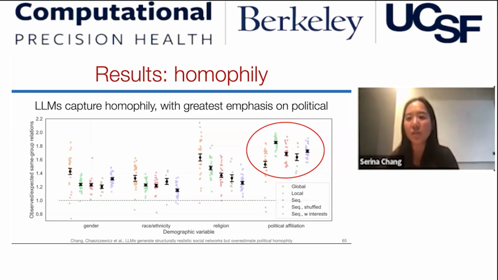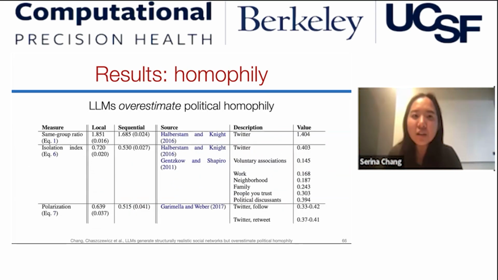So not just demographics, but also interests, but we still see that political homophily is the highest. And it's not only that LLMs pay the most attention to political homophily, they pay so much attention that they actually overestimate political homophily compared to real world measures of homophily. So we compare it to offline networks as well as online networks. Offline would be like family or people you trust. Online, we look at Twitter. And in all of these cases, no matter how you're measuring homophily, we see significantly more political homophily in the LLMs compared to the real world networks.